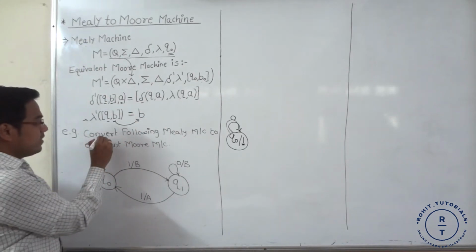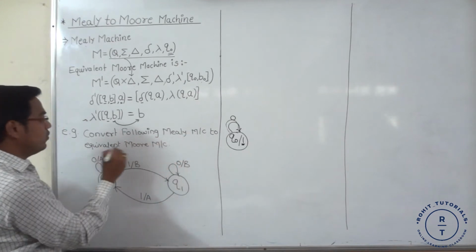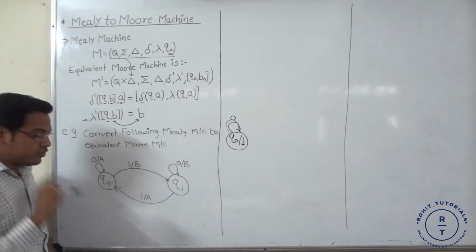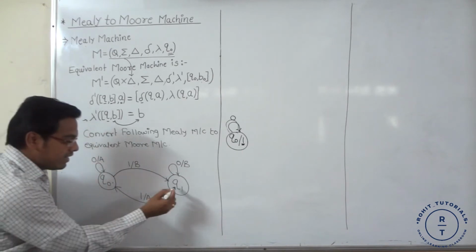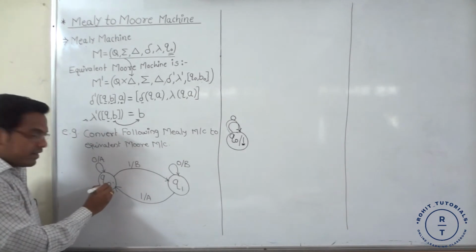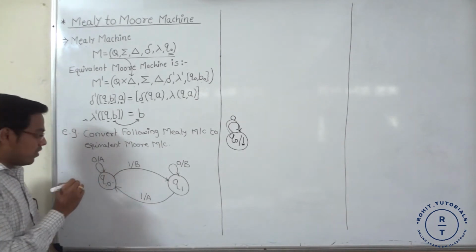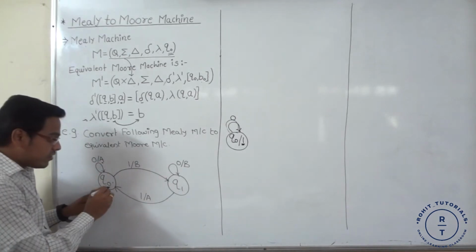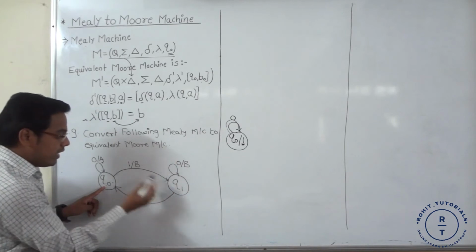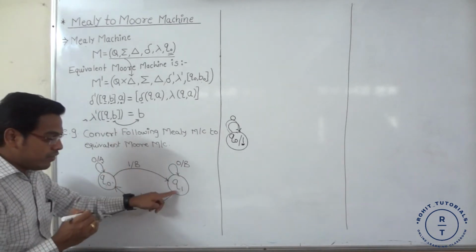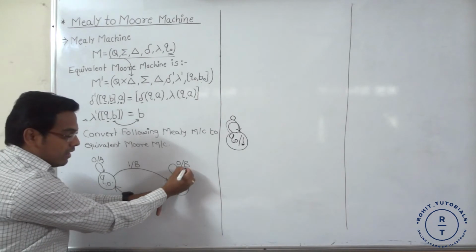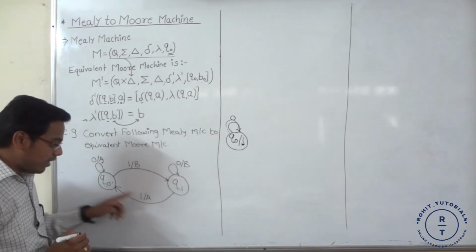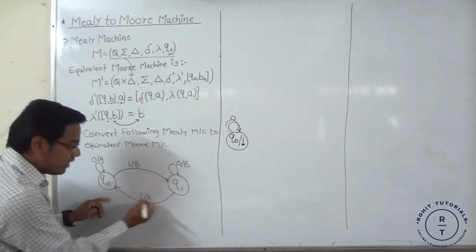The problem statement is: convert the following Mealy machine to an equivalent Moore machine. The Mealy machine is given consisting of two states, first Q0 and second Q1. At Q0 state, when input 0 occurs, the output symbol is A and it stays at Q0. At Q0 state, when 1 occurs, it goes to Q1 and the output is B. At Q1 state, when 0 occurs, the output is B and it goes to Q1. And at Q1 state, when 1 occurs, it goes to Q0 and the output is A.